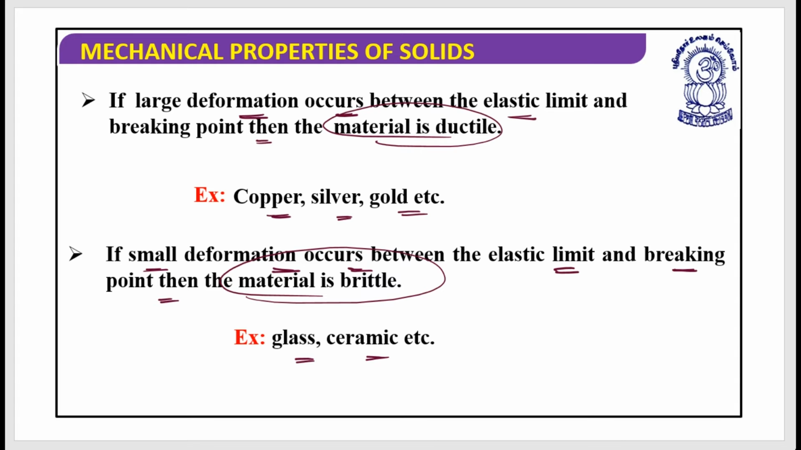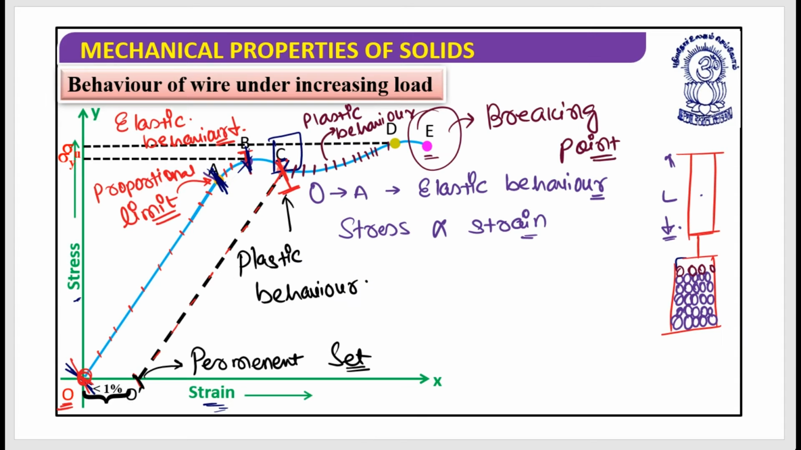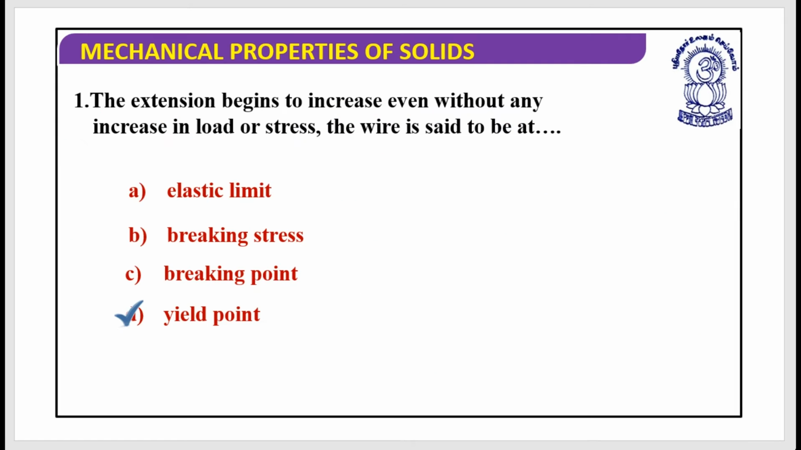It is something like this: if we are talking about this range, this is the elastic behavior and elastic limit. If this range is very short, then this is brittle. If this range is very high, then it is a ductile material. Is it clear? Are you sure? Great. Now let's look at certain quick questions.